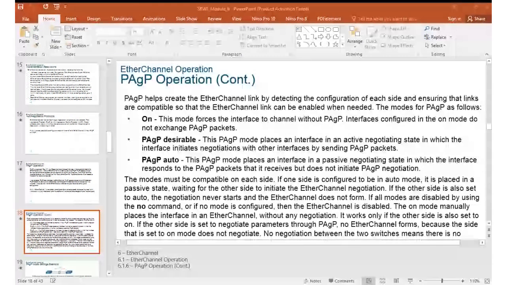So, the major operation modes for PAGP: it has three major properties that will impact its operation. There is PAGP desirable, there's PAGP auto, and there's PAGP on. The interfaces will be in either of those modes at any particular time.